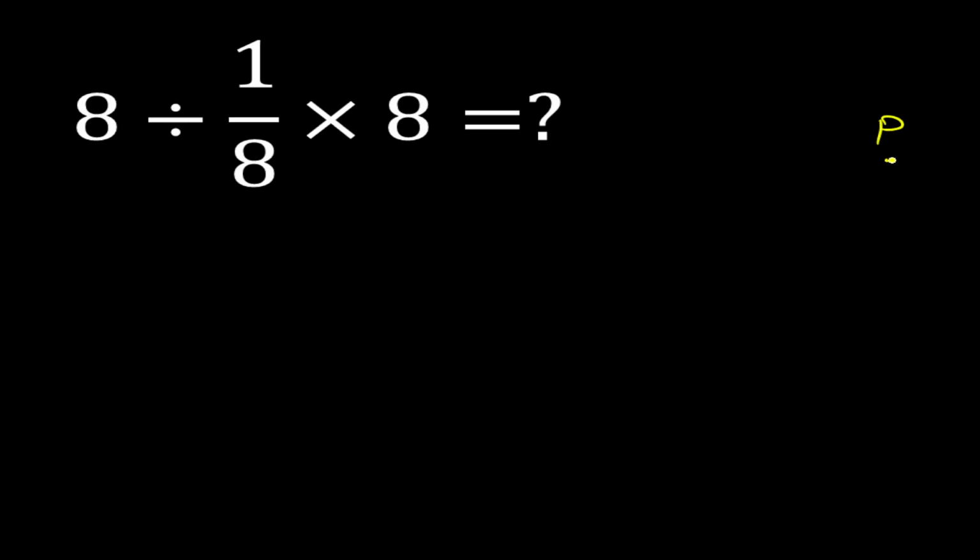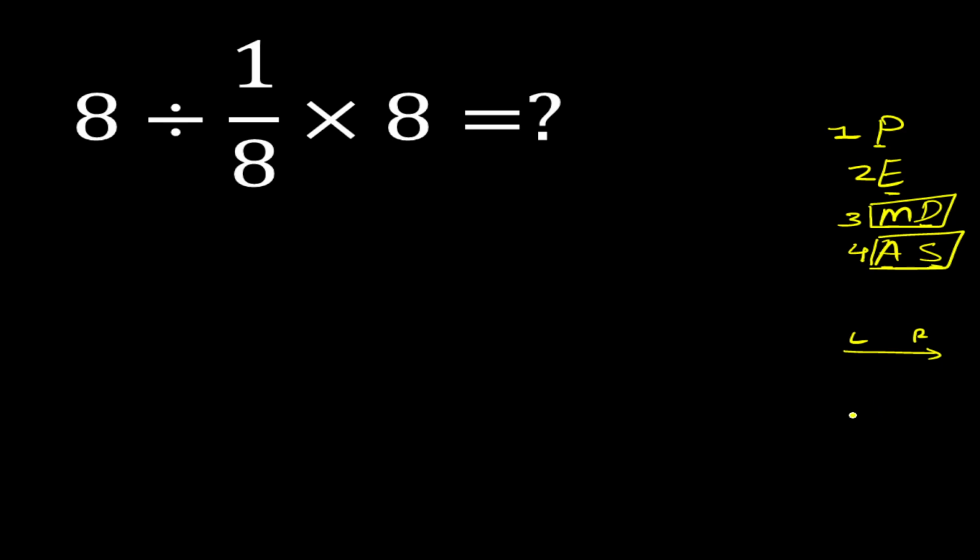PEMDAS, P-E-M-D-A-S. According to PEMDAS, first priority is parenthesis, second priority is exponents, third priority is multiplication and division. Here multiplication and division both have equal priority, so we have to solve it from left to right. Fourth and last priority is addition and subtraction. Also addition and subtraction both have equal priority, so we have to solve it from left to right.